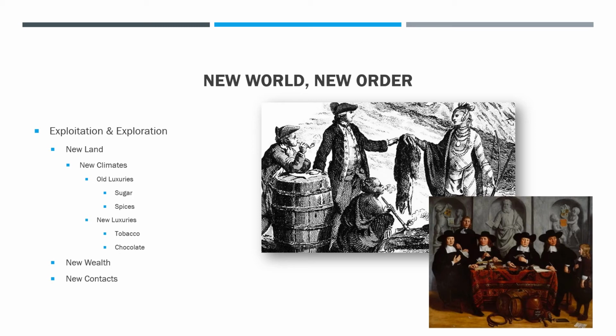And they introduced new luxuries, things like tobacco, chocolate, vanilla, avocados, and pineapples. These are all new things coming from the Western Hemisphere and being introduced as luxuries, as new exotic foods. It broadens the diet of Europeans.